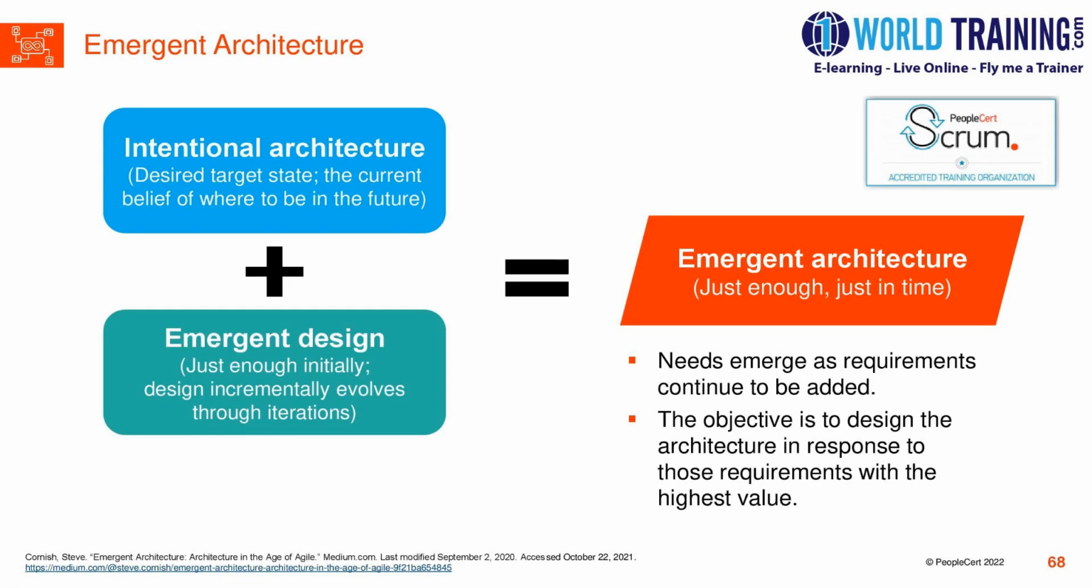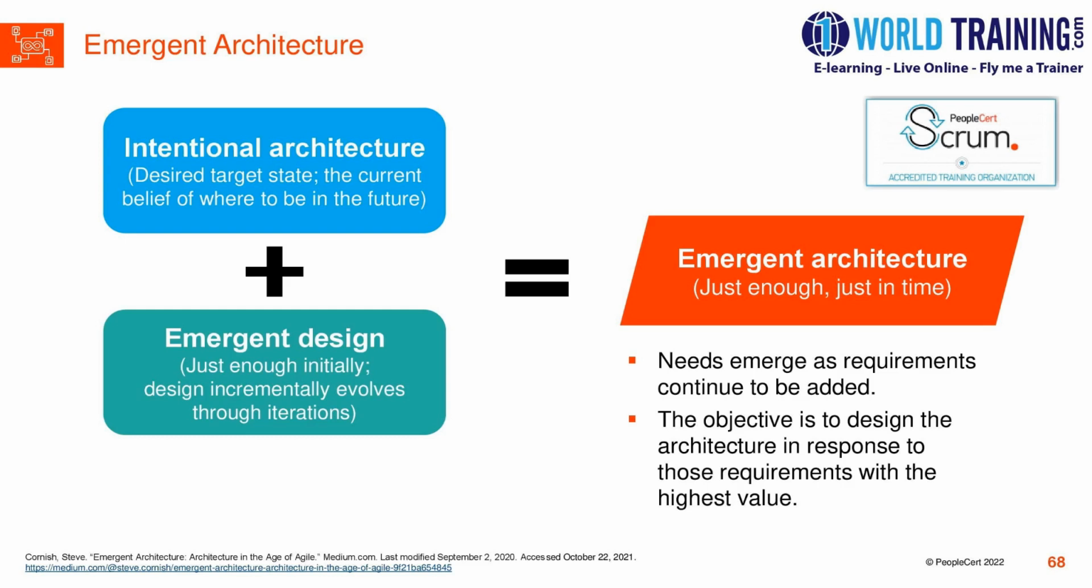Emergent architecture. So in Scrum, specifically, there are two elements of architecture which we should think of. First being the intentional architecture, which is the desired target state which the architect or the solution architect plans to achieve. Also, he needs to have a view of the current belief of where the future will hold. So that's the intentional architecture, all about what and how the solution designers want to reach the desired state.